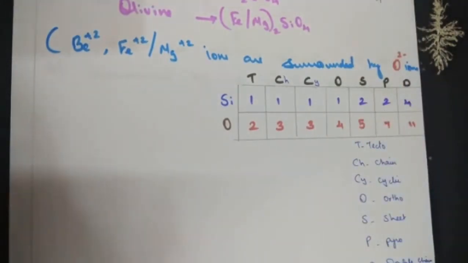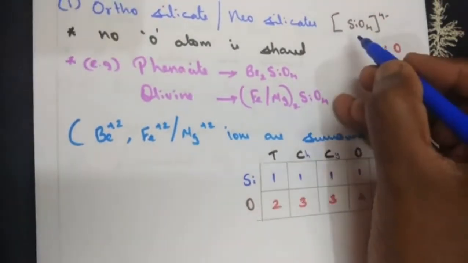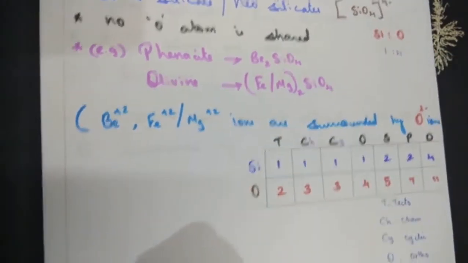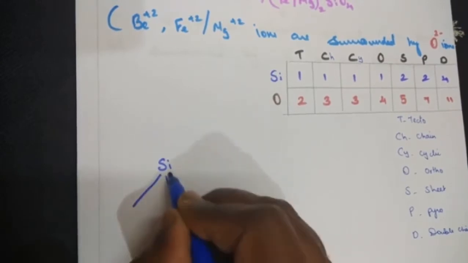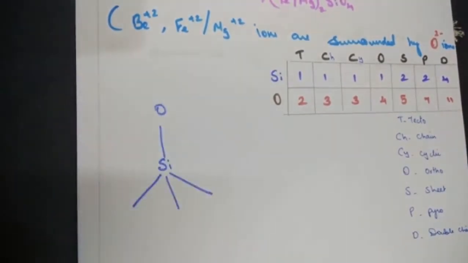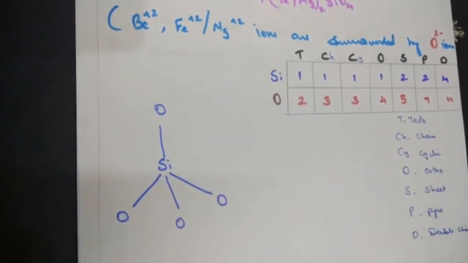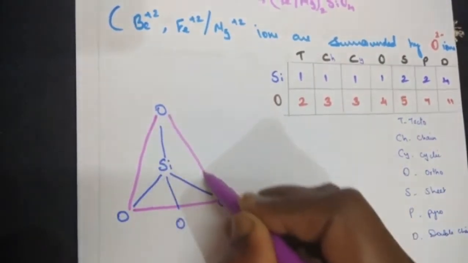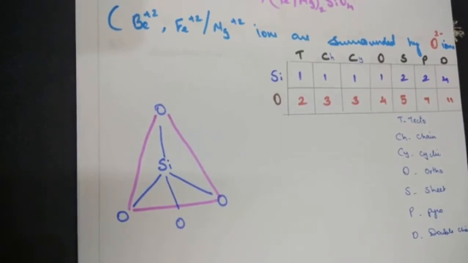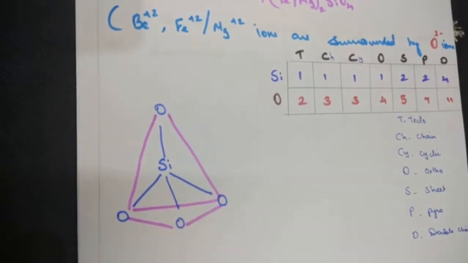Moving on to the structure of orthosilicate or neosilicate. Now, as we told you, one silicon is bonded to 4 oxygen. So I'm drawing the structure here. Silicon has a tetrahedral arrangement. So 4 oxygen, 1, 2, 3 and 4. Out of the 4, 3 are in the same plane. 3 oxygens are bonded to silicon in the same plane. 1 is behind the plane. So this oxygen is behind the plane.